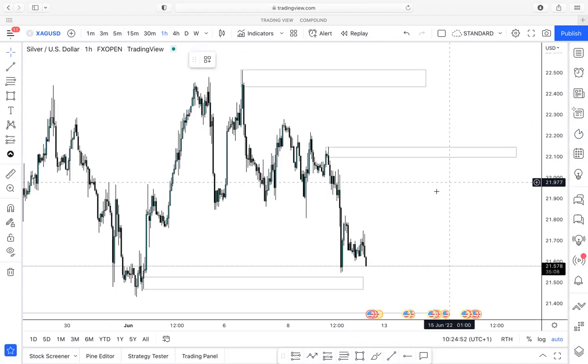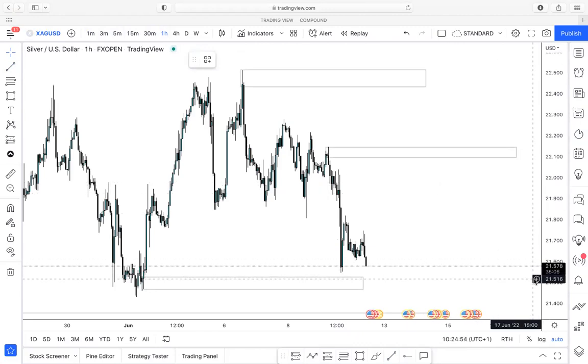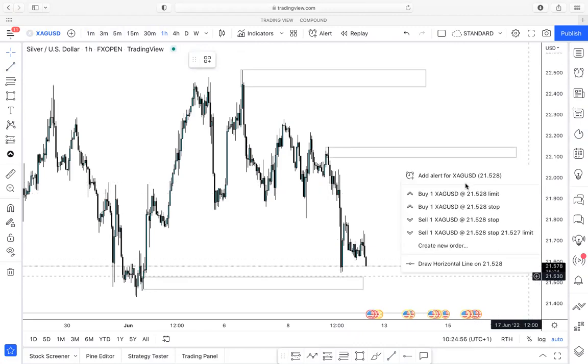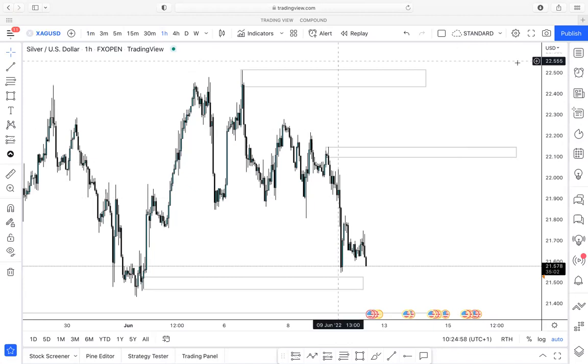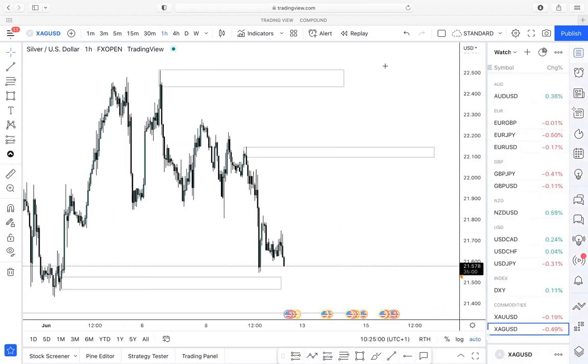And in silver, I have this zone marked out here. So once we tap in there, I'll be looking for buys. Yeah, that's the watch list done. Any questions?